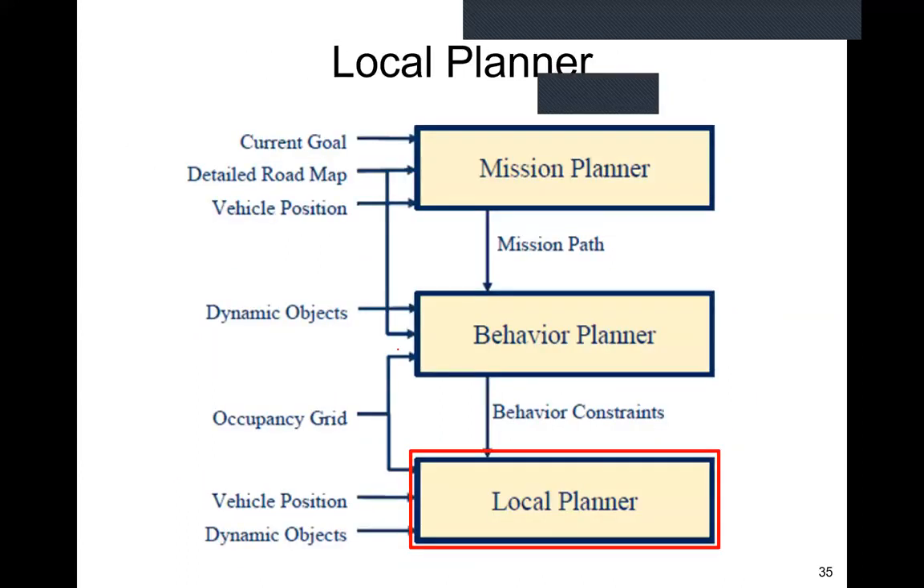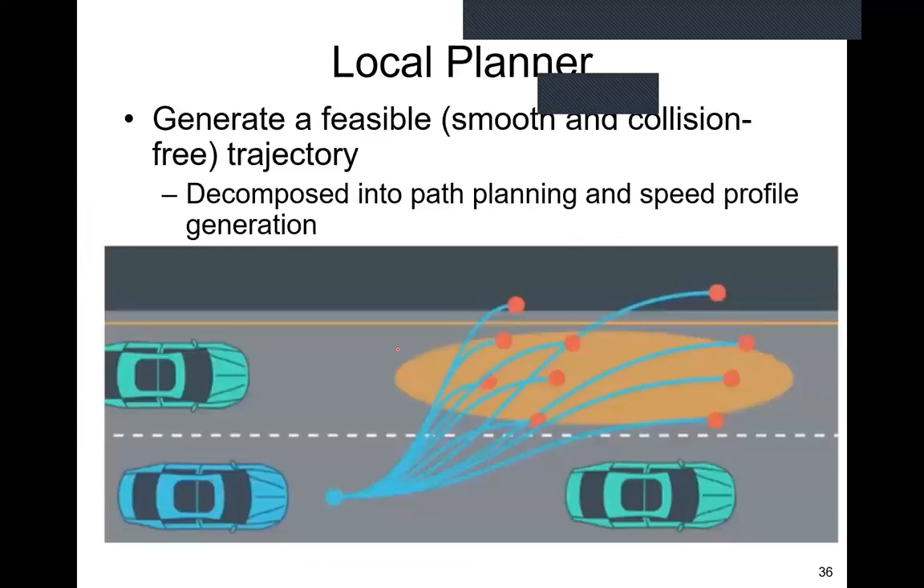So let's move on to the local planner. The goal is to generate a feasible, which is a smooth and collision-free, trajectory. For example, here the vehicle is trying to change lanes in the presence of two other vehicles. Some trajectories result in collision. So this is a collision with the sidewalk. So these two are out. And then for the others, you should do a ranking based on an objective function to select the optimal trajectory.